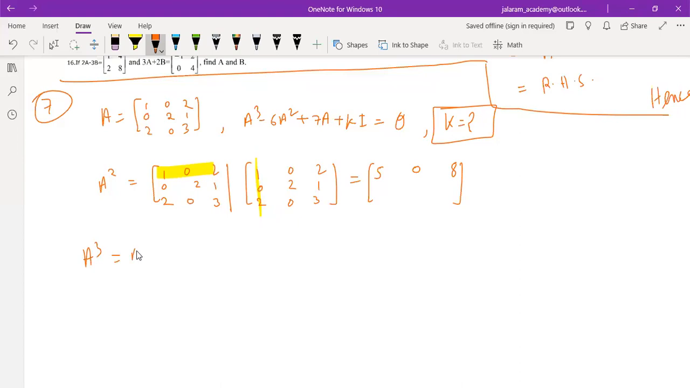Now to find A cube, we use A square into A. We will discuss it in the next session, but first you have to solve it using this method and send it to me. Otherwise, if you are not getting it, then I will solve it in the next session. Okay, this is the hint to solve this question. So start solving and ask if you are not getting it again.